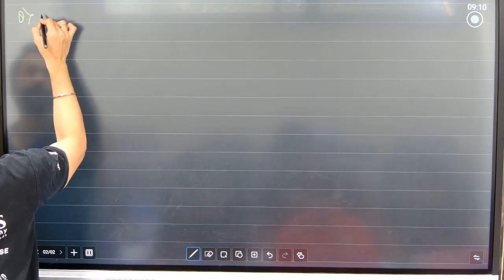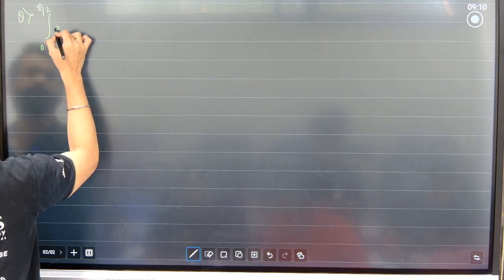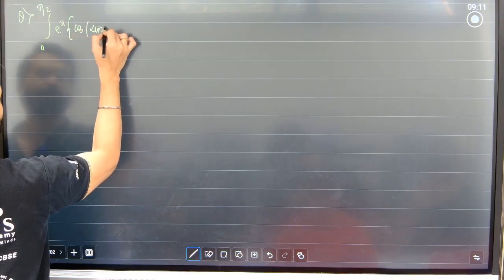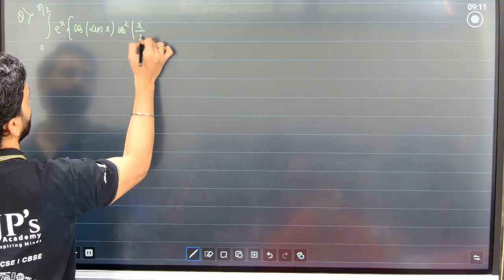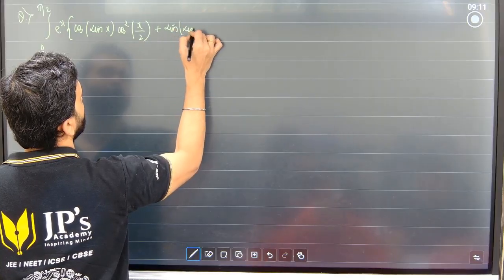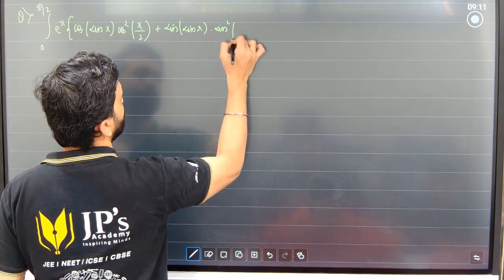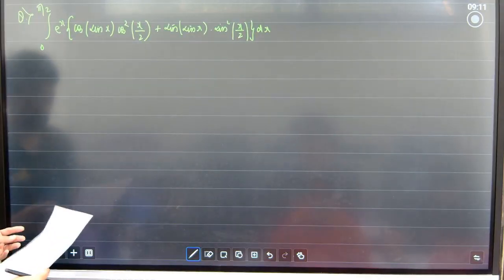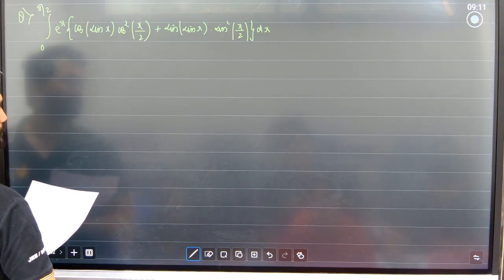Understand, my question is this: integration 0 to pi by 2 e raised to x cos of sin x cos square x by 2 plus sin of sin x into sin square x by 2 dx. Okay, cos of cos square x by 2 plus sin of sin x sin square x by 2 dx.